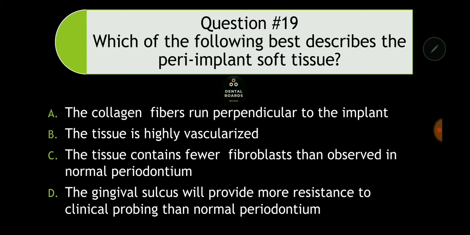A, collagen fibers run perpendicular to the implant? B, the tissue is highly vascular? C, the tissue contains fewer fibroblasts than observed in the normal periodontium? Or D, the gingival sulcus will provide more resistance to clinical probing than the normal periodontium? So our answer is C. The peri-implant soft tissue contains fewer fibroblasts than normal periodontium. You're supposed to know this.